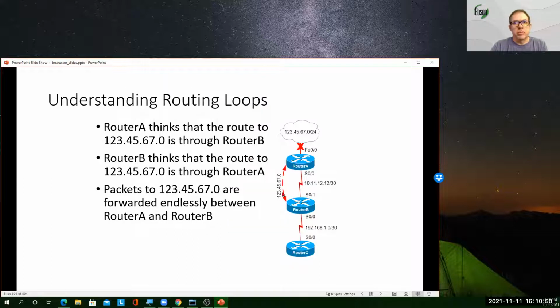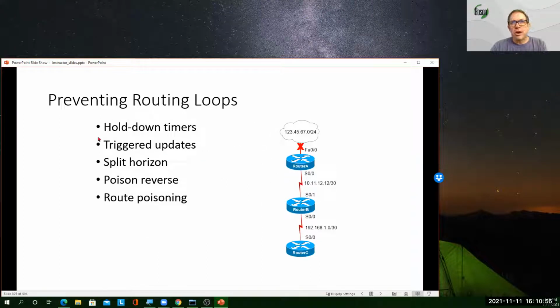So we see here that there'd be a routing loop because the two routers believe the other is the owner of that network. We prevent routing loops with several things. The first of all being what's called a route poison. Route poison is when A says to B, that network 1.2.3.4 is 16 hops away.